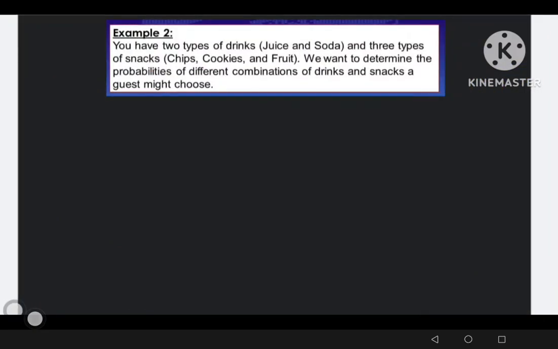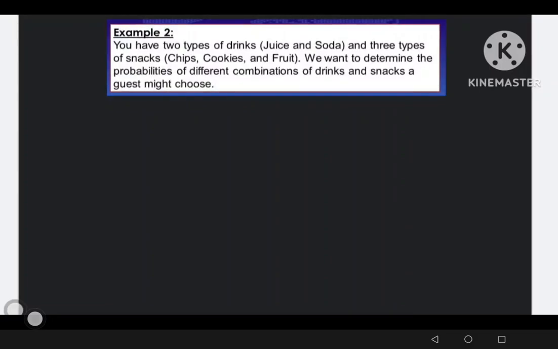Another example, we have example number 2. You have 2 types of drinks, juice and soda, and 3 types of snacks, chips, cookies, and fruit. We want to determine the probabilities of different combinations of drinks and snacks a guest might choose. So we're going to get the probability of each. So let's start with step number 1.